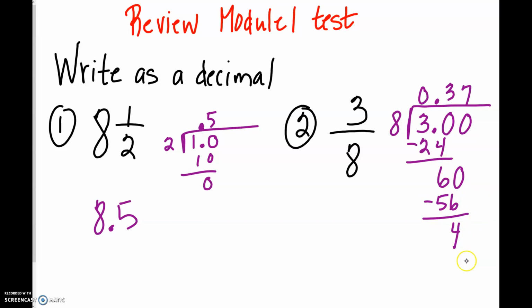Again, I still have a remainder. Nothing's repeating, so I'm going to put down another 0. 8 goes into 40 5 times, and that's what I like to see, because now 40 minus 40 gives me a 0, so this is a terminating decimal, and 3/8 is 0.375.